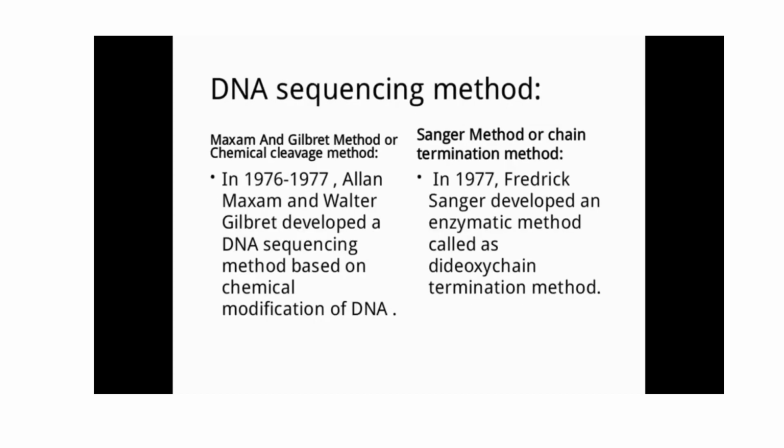The second method is the DNA sequencing method. It is used to determine the exact sequence of nucleotides or bases in DNA. There are the Maxam and Gilbert method and the Sanger method. The Maxam and Gilbert method is based on chemical modification of DNA. The Sanger method is based on an enzymatic method. It was discovered in 1977. The Maxam and Gilbert method was discovered in 1976 to 1977.